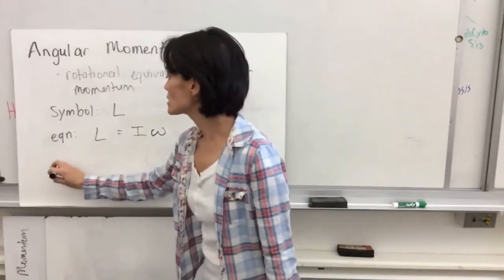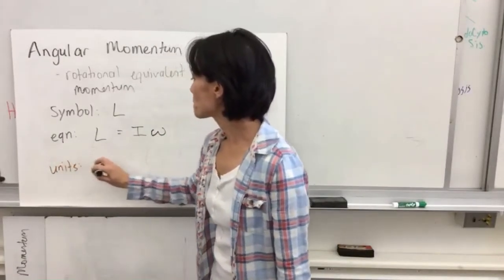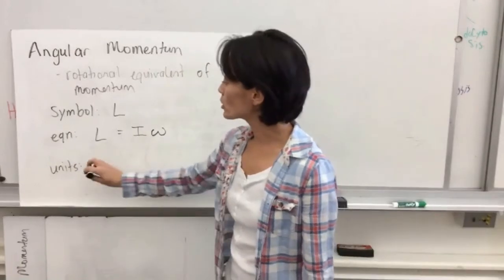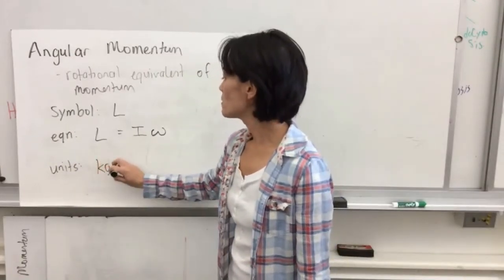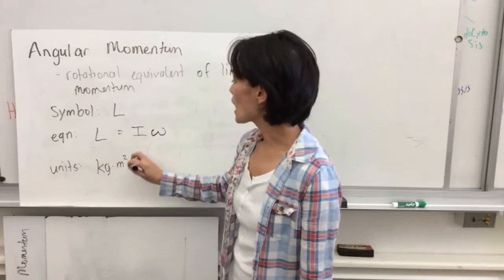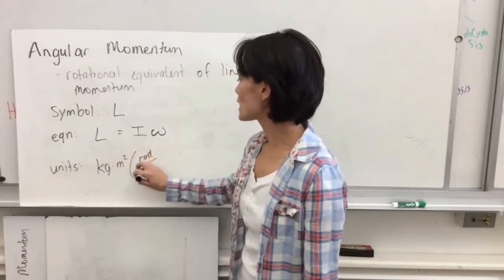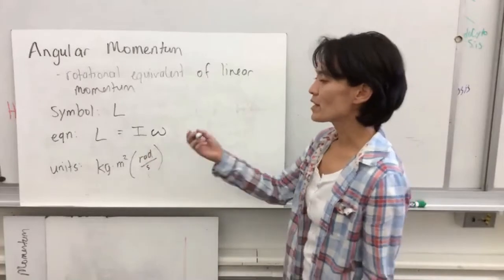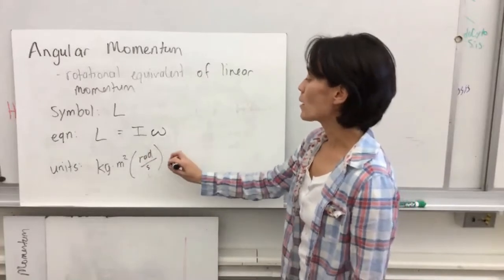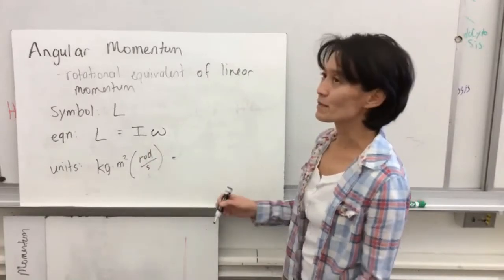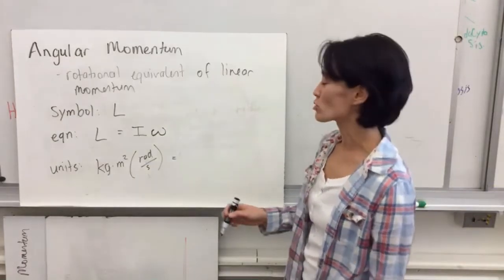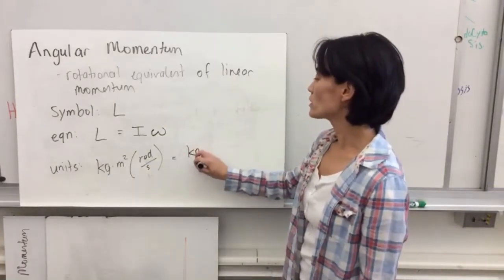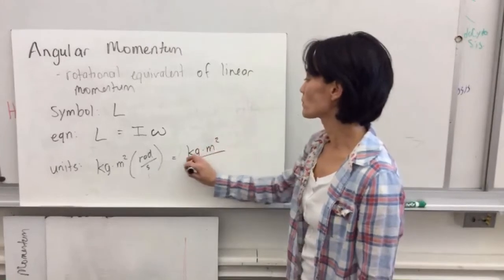And the units for angular momentum are going to be the units of moment of inertia, which are kilogram meters squared, times rads per second. And oftentimes when we multiply something times rads per second, the rads just kind of go away. Not sure why that is, but it seems like if you would multiply something by degree, the degree just goes away. So the overall units are kilogram meters squared per second.